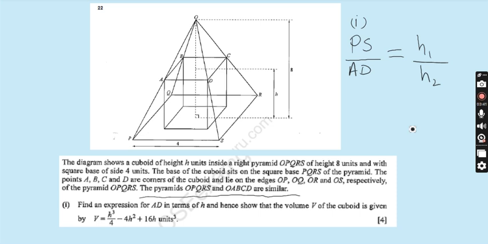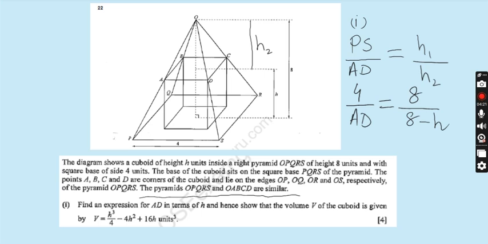What is the value of PS? PS is 4, it is given in the question. AD we have to find. h1 is the height of the big pyramid, which is given in the question as 8. h2 is the height of the small pyramid. We can find it easily. You can see I am drawing a line. This is h2. Sorry, the line is not straight, but you can understand this is h2. How can you find h2? Just write 8 minus h.